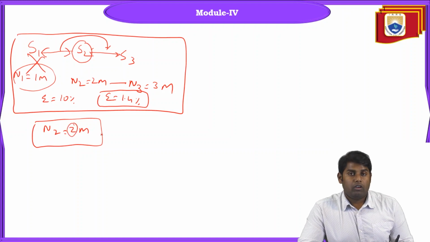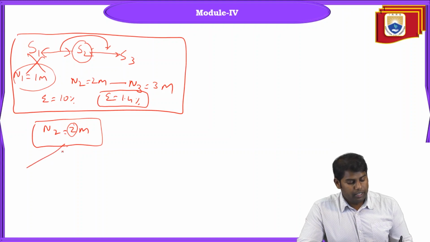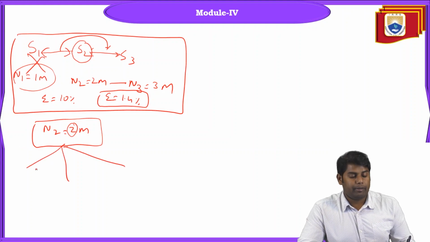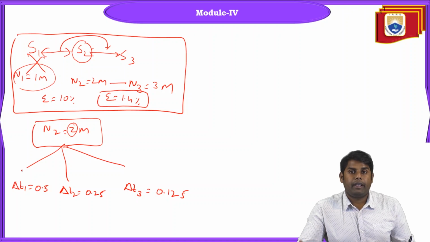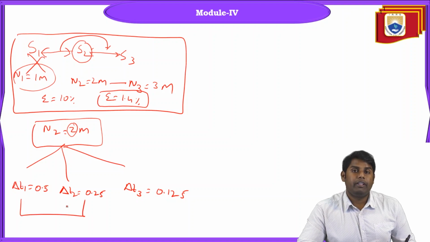The next step is the time independence study. Given the number of grid points, here again you will take three values of delta t. Delta t1, let us take as 0.5, delta t2 as 0.25, and delta t3 as 0.125. So you are halving it every time: delta t1, delta t2, delta t3.